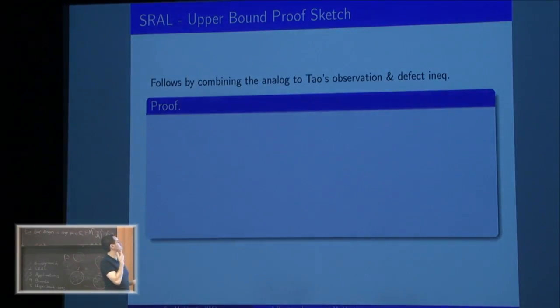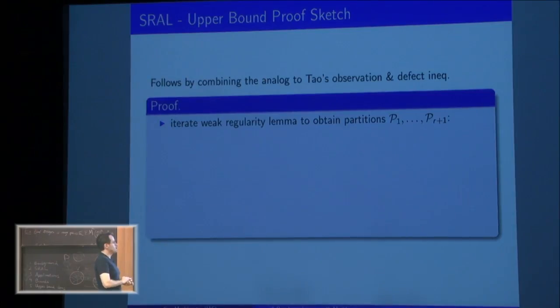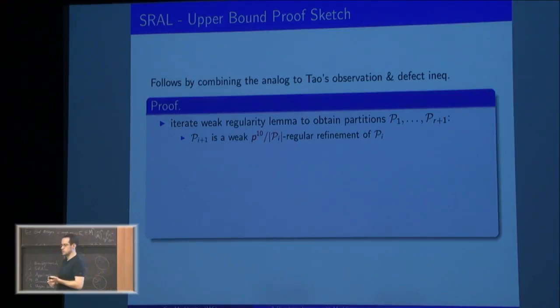Okay. So here's the sketch of the proof, which follows from this corollary that we mentioned before, and this sparse defect inequality. You iterate the weak regularity lemma as follows. At each step you start with an arbitrary partition, take the current partition pi and apply the weak regularity lemma starting from that partition. So you get a refinement of that partition, and we want a weak epsilon-regular partition where epsilon is p to the 10 divided by, and this is important, the number of parts in the current partition.